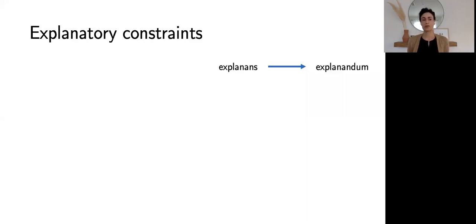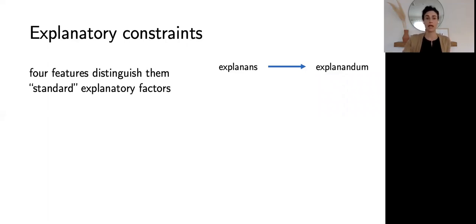So with this basic understanding of what it means to say that a factor is explanatory, how are we going to distinguish run-of-the-mill explanatory factors from explanatory constraints? What I'm going to suggest is that there are four features that are characteristic of explanatory constraints. Before I outline what these features are, I'm first going to very briefly present three main examples in which it's often said that a constraint is explanatory.